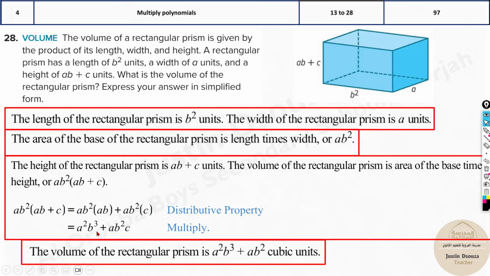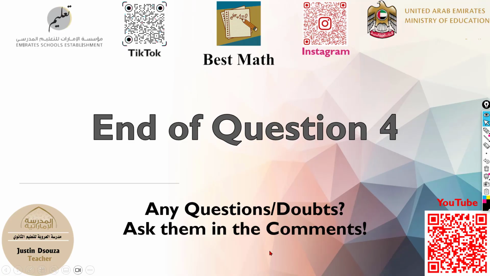Here you can see the volume of the rectangular prism is a squared b cubed plus ab squared c. The c is missing in the given options, guys, they missed it, I guess, so just write the answer accordingly. So that is the end of this question for another easy topic. There is a calculator method, but please try to do the manual method. It is very important to learn multiplication of polynomials.